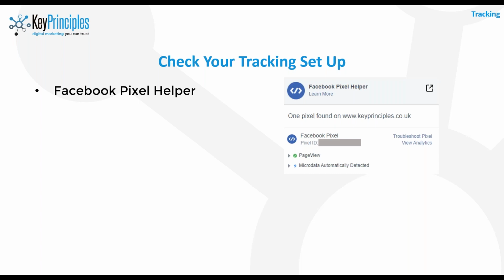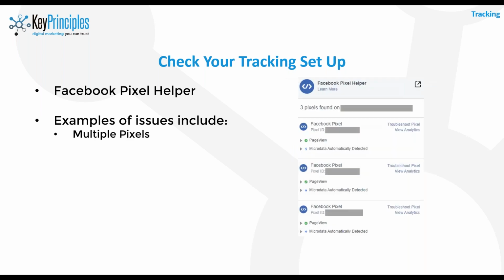Okay, so then the next method of making tracking checks is to use the Facebook Pixel Helper. Now, if you're using Facebook and you're using advertising, then you definitely want the Pixel on there. And again, you can download the Pixel Helper as a Chrome extension. Again, it's free. Some examples of issues, we often find multiple pixels firing. As you can see in this screenshot, there's actually 3 pixels, and they're all firing on the website. This doesn't break the tracking, but there's usually no need for this, and it's just extra code on your website.